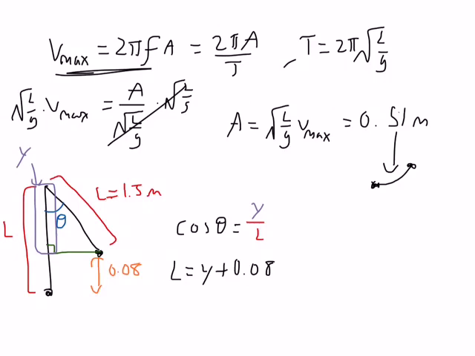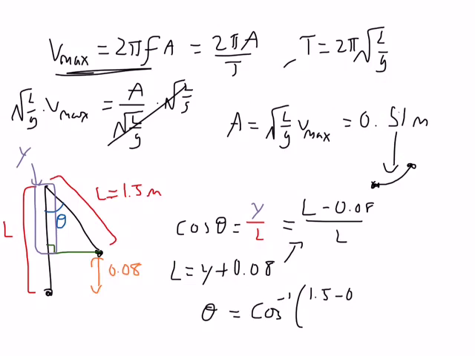So we don't know what y is, but we do know what L is, so we're going to get rid of y in that upper equation. So this is L minus 0.08 all over L. And so if we want to solve for what theta is, that's an inverse cosine. So theta equals cosine inverse of 1.5 minus 0.08 all over 1.5. If you plug that into your calculator, you'll get 18.8 degrees, or 0.33 radians.